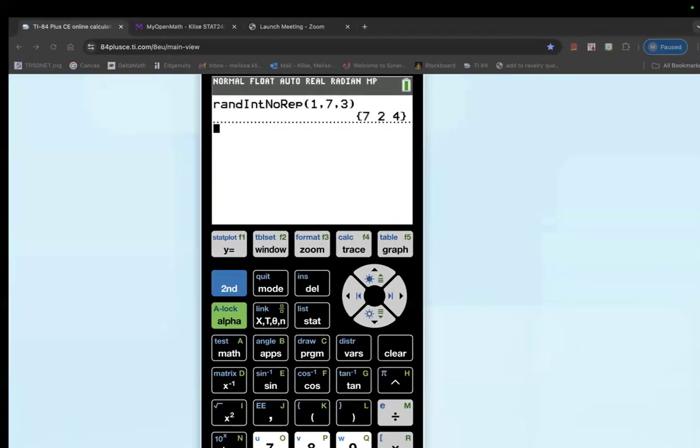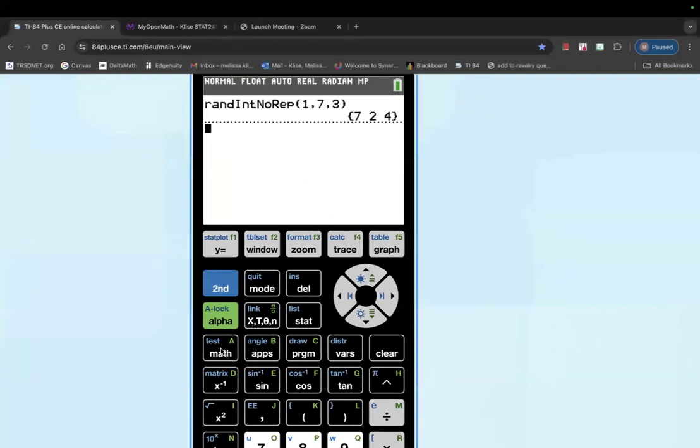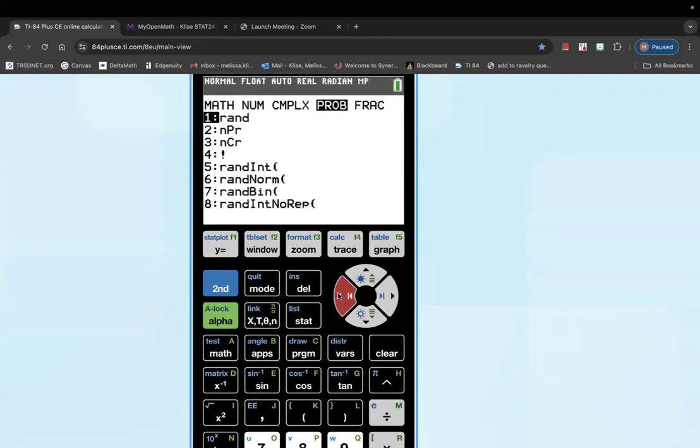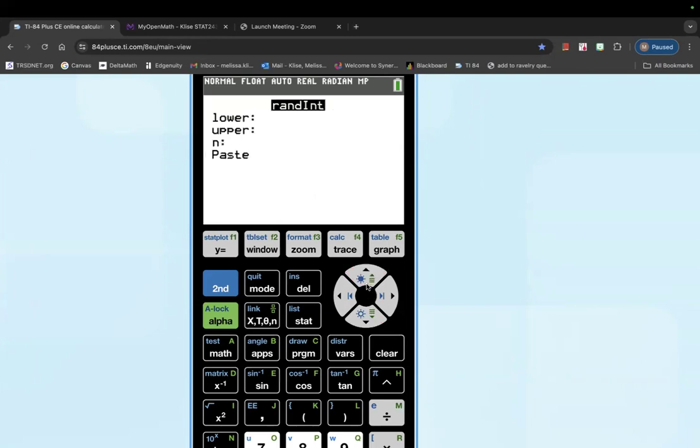So I'm going to go back to my calculator. And I'm going to go back to math, arrow over to prob. Uh-oh, went too far. I'm going to show you just the rand int. Let's see if I get repetition. From 1 to 7, I want 3.